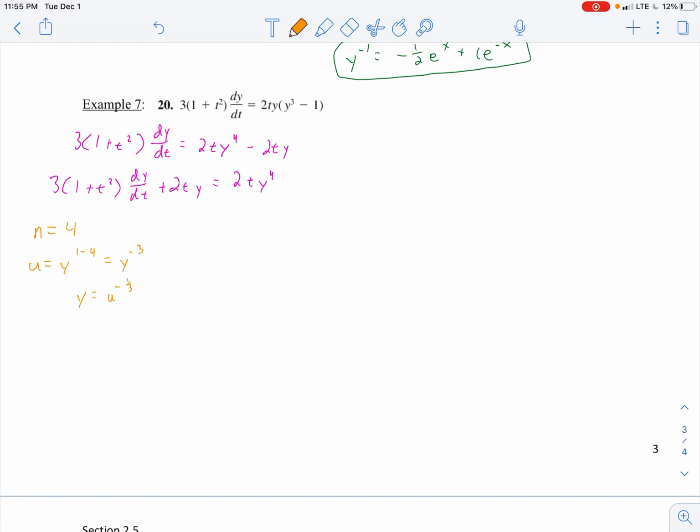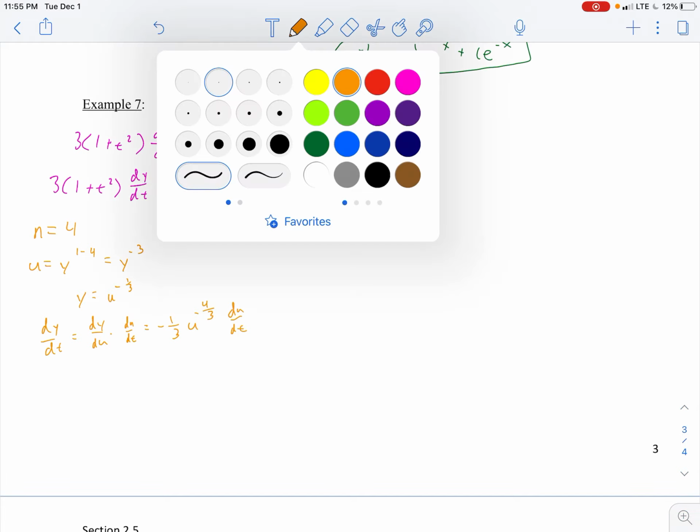So the only other thing that we need is our dy over dt. If we do the dy over dt, we're just going to take the derivative of y with respect to u, and then we're going to take the derivative of u with respect to t. So we got to work through that. Taking the derivative of u to the negative 1/3 is just going to be negative 1/3 u to the negative 4/3, and then we have du over dt. And now we can go ahead and substitute in. So that's what we're going to do.